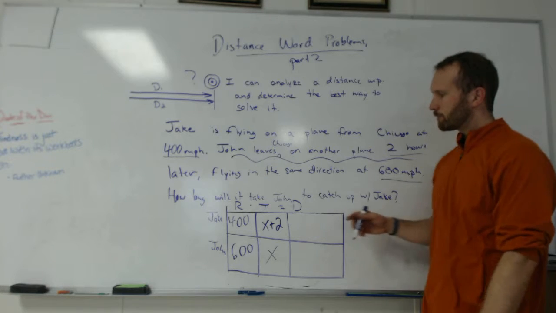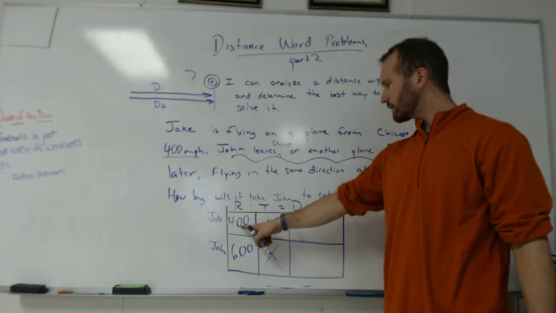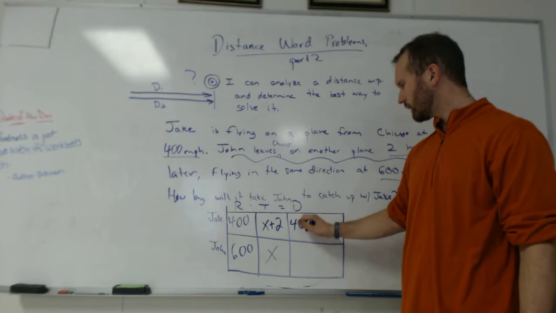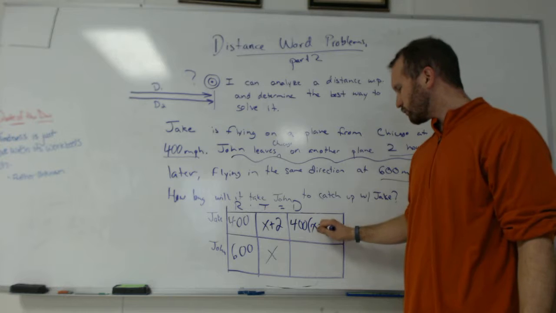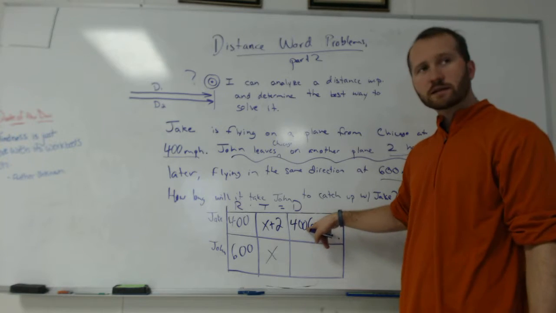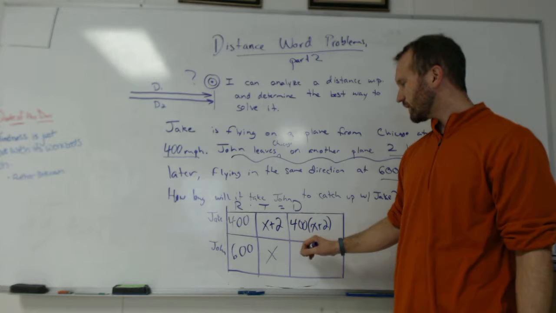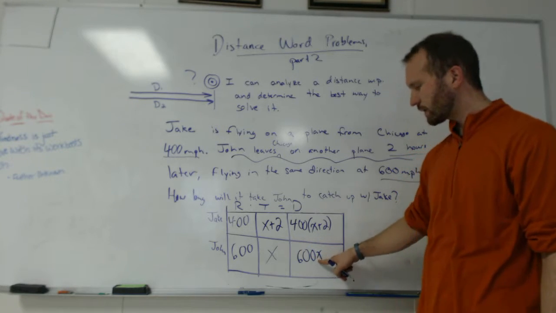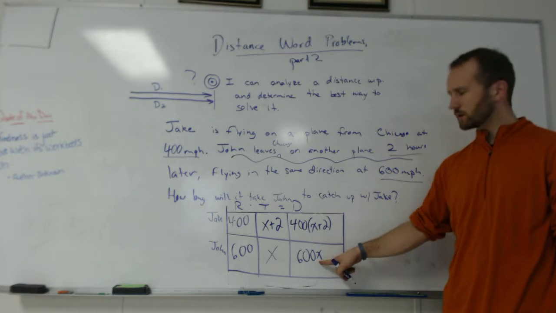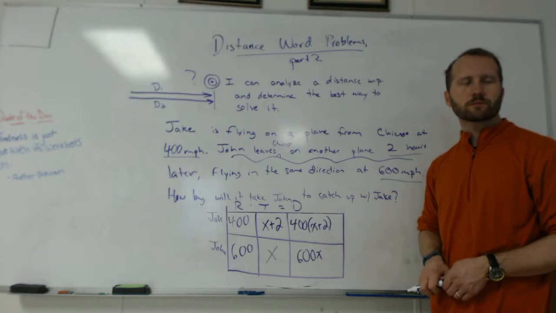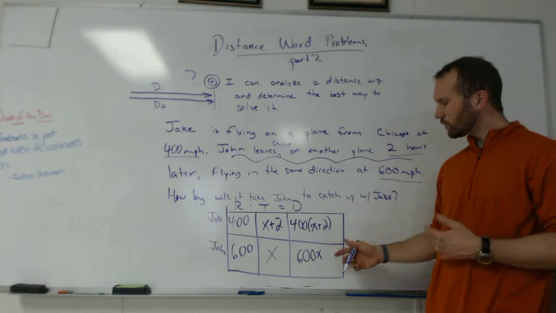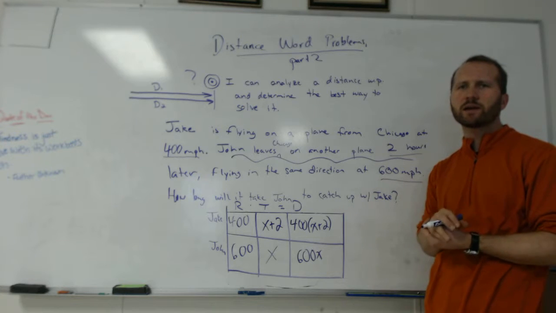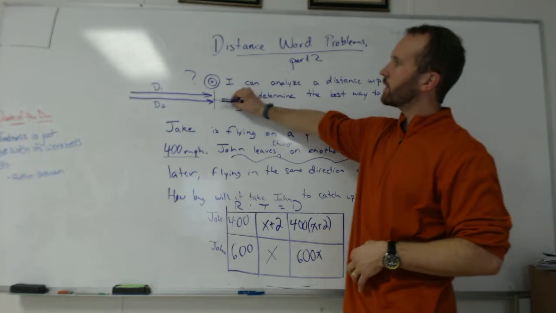John's time is x. Now to find the distance, I know that rate times time equals distance. So 400 times x plus 2, don't forget to put that in parentheses, is Jake's distance, and John is 600x. I don't need parentheses because there's just one term, so 600x. But there's no total distance. So these two things don't add up to anything. So how am I going to make an equation? And this is where this little diagram comes into play.